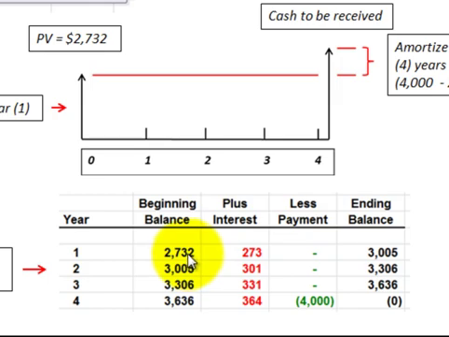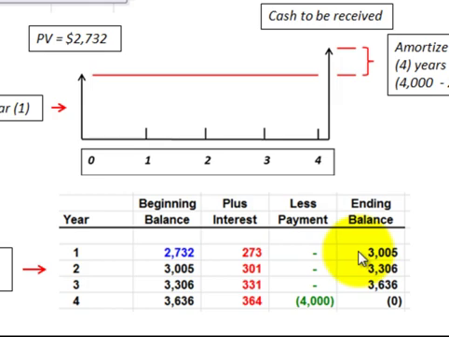So we determine what our present value is. That would be the beginning balance of the notes receivable at the beginning of year one, and then we know our interest rate, so we'd multiply our interest rate times that beginning balance, and then we get the interest revenue for the beginning of year one. Then we'd add that beginning balance to the interest revenue, and then we'd subtract the payment. Well, we're not getting a payment here, so our ending balance would be, in this case, $3,005.